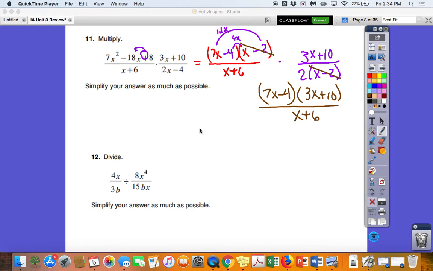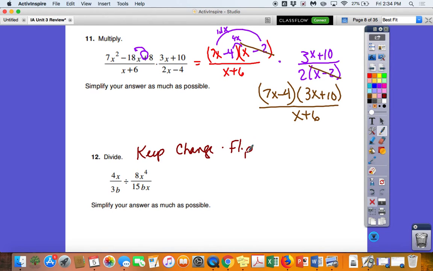Pick it back up where we left off. We're going to start with number 12. Now this is division. When you see division, you're supposed to think keep, change, flip. Okay, so we're going to keep the first fraction the way it is. We're going to change from division to multiplication, and we will flip the second one.